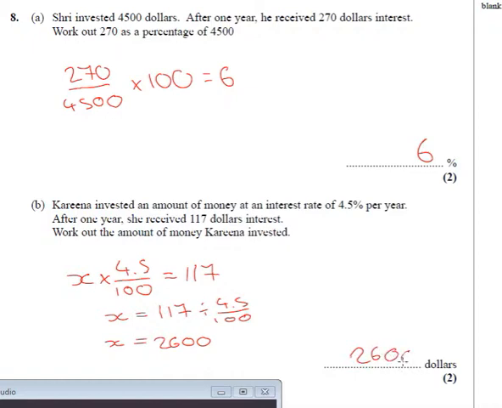That's the final answer. Just use a bit of common sense. You know interest rates are going to be between sort of 0 and 10%, so to get 6% here. Here you're looking at the money invested to give $117. It's obviously going to have to be quite substantially more to get the $117 interest. So just look at your answers when you finally finish these.